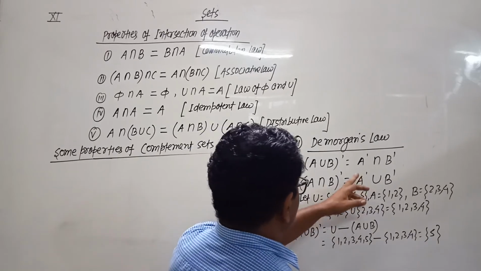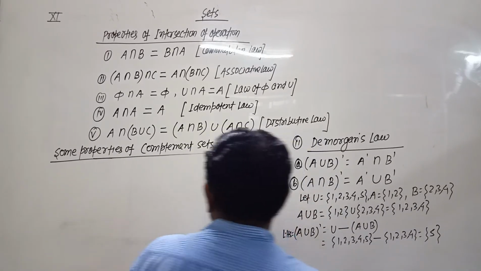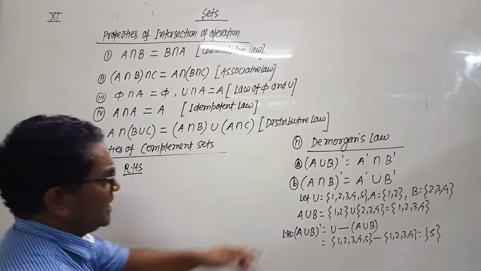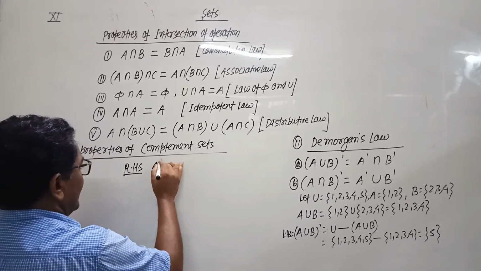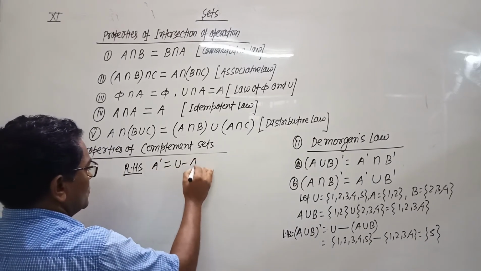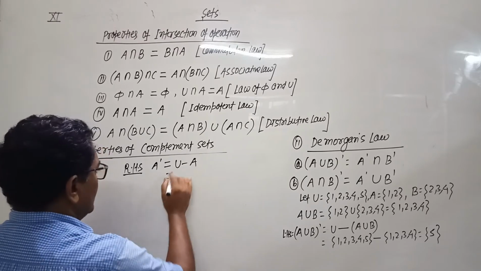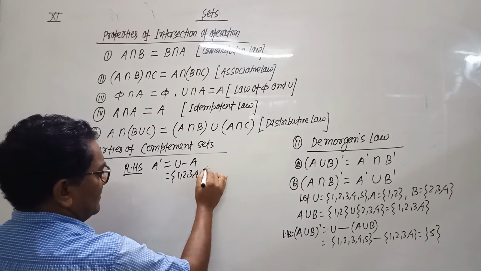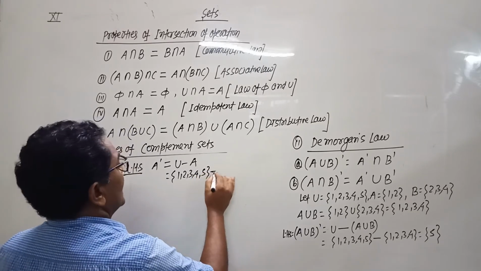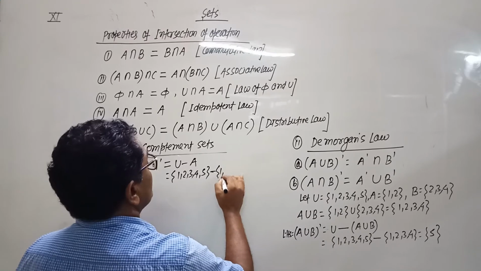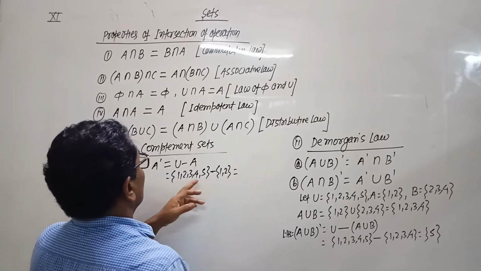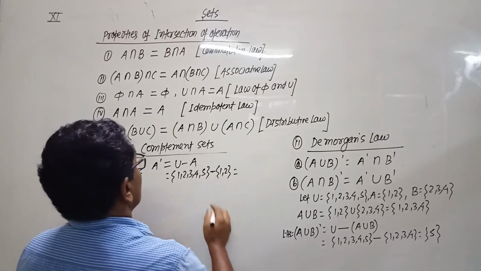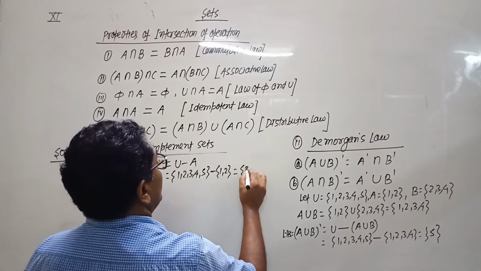Now we solve RHS. So RHS is A dash, and A dash is calculated by U minus A, and U is 1, 2, 3, 4, 5 minus A. Set A is 1, 2. So those elements of U which are not in A. So 1, 2 is excluded, and 3, 4, 5 is available.